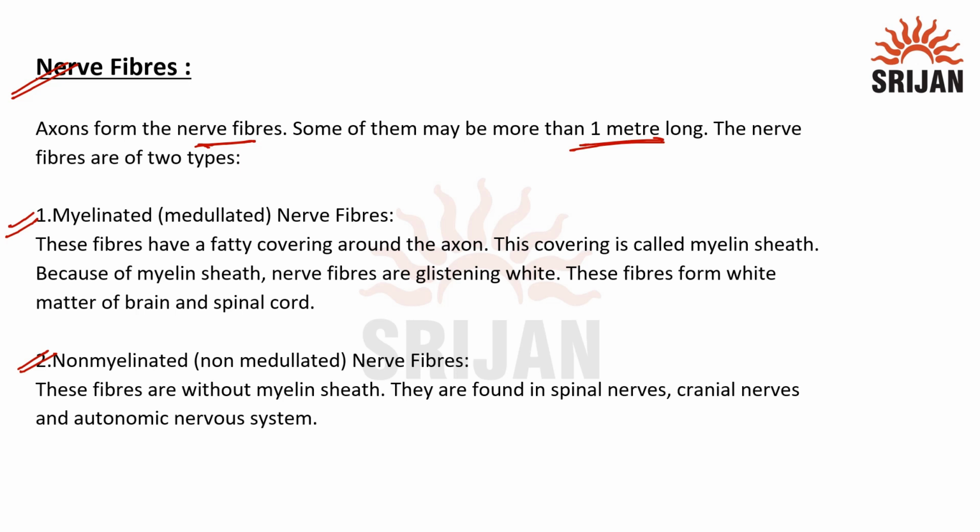If the covering of myelin sheath is present around the nerve fiber, it is called myelinated, and this gives it a white appearance, because of which we find them in the white matter of the brain and spinal cord. But the non-myelinated or non-medullated fibers do not have the covering of myelin sheath, and hence they are found in spinal nerves, cranial nerves, and the autonomic nervous system.